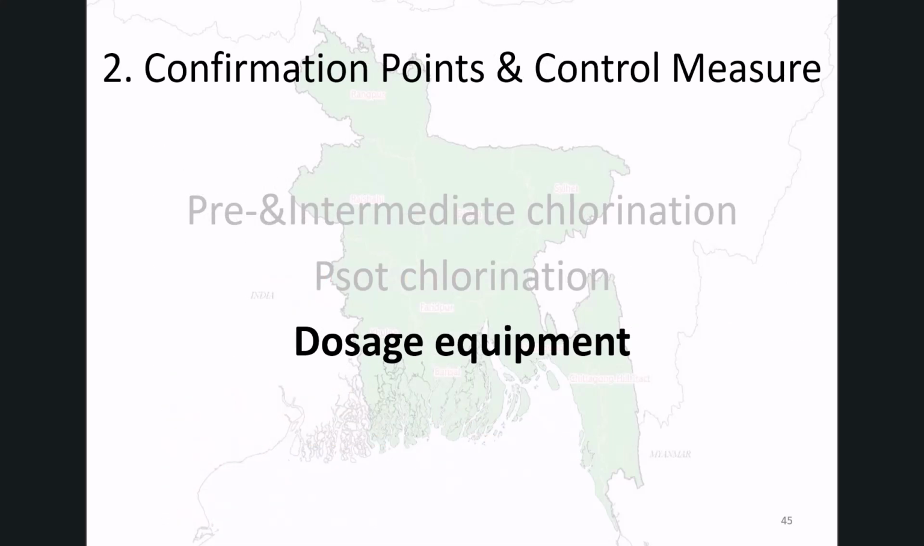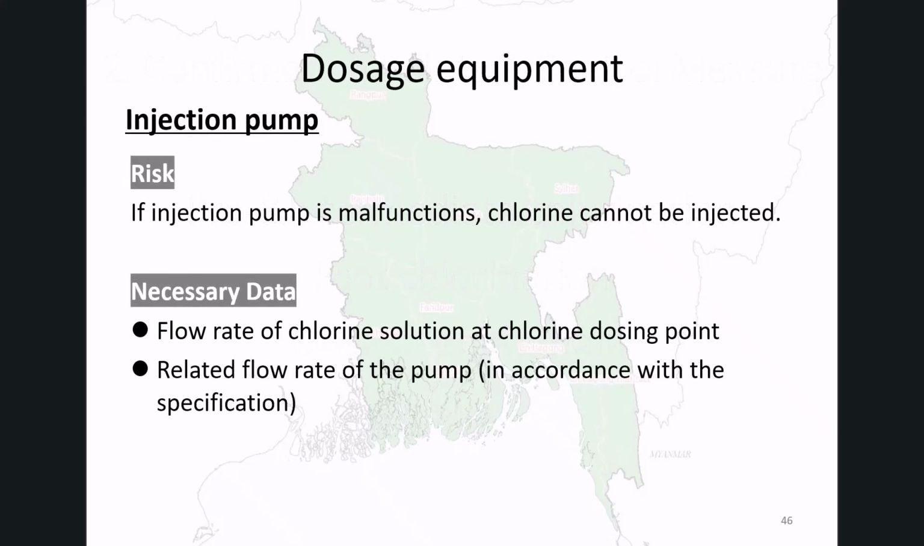Next, dosage equipment. If the injection pump malfunctions, chlorine cannot be properly injected into the water. This directly leads to insufficient disinfection. Two important data points must be checked.